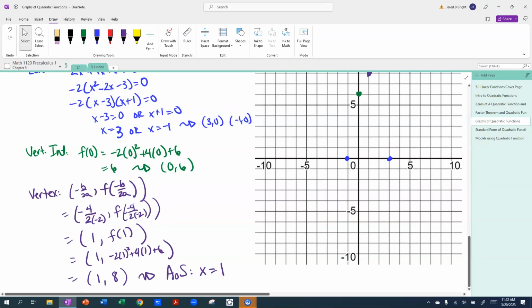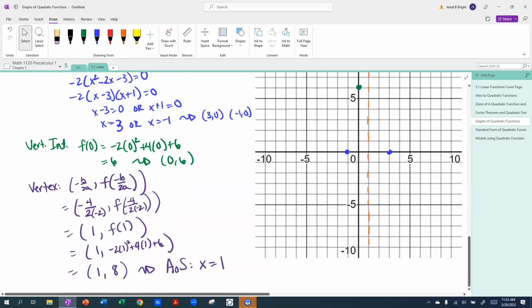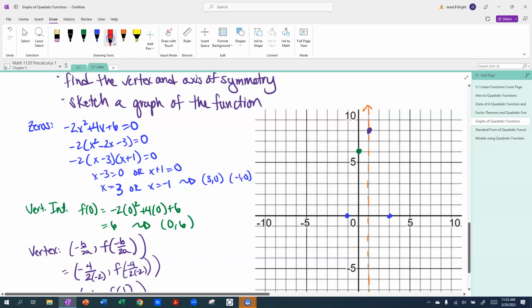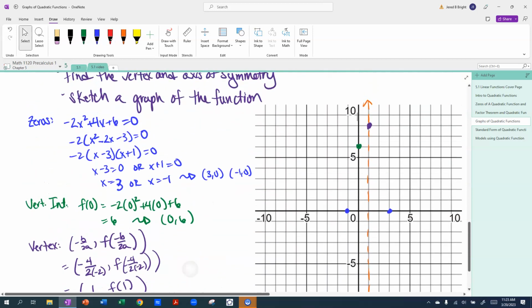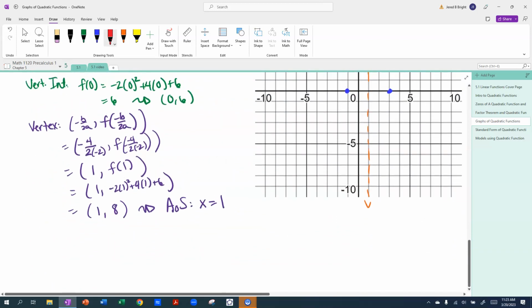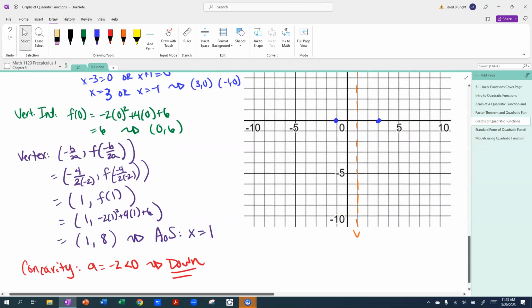I'm going to switch the color to orange and just make a dashed line here for my axis of symmetry. And then the last thing that it says to do is graph the function. It didn't ask me for a direction of opening or concavity, but I'm just going to make a note that a is equal to negative 2, which is less than 0, so it should be opening down. That's always an important thing.